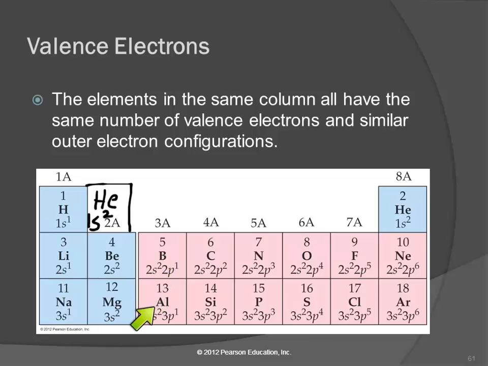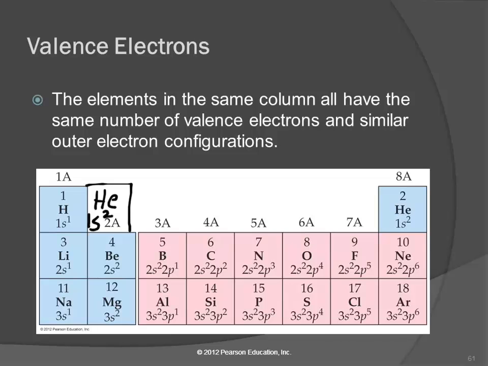2s2, 2p1. And aluminum is 3s2, 3p1. Let's go over here. Fluorine, 2s2, 2p5. Chlorine's right underneath. The only difference is that those electrons are in a higher level. But it's the same arrangement, 3s2, 3p5. You see there's something in common with the columns, the families in the periodic table. The elements in a column have similar electron arrangements.